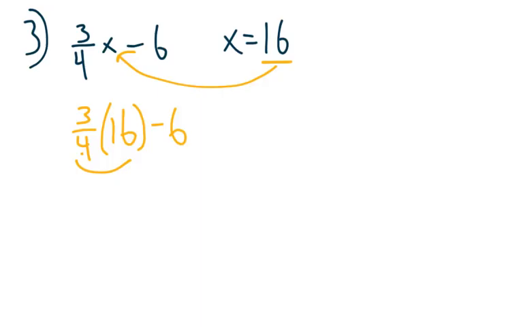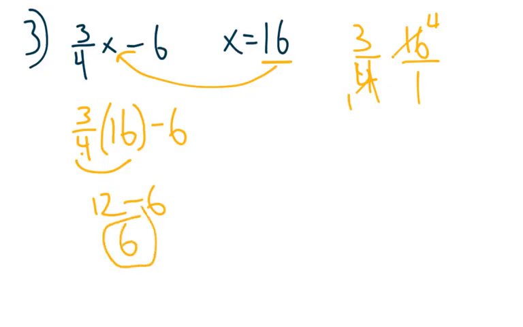And so we're going to do a little aside, 3/4 times, and then I'm going to make this 16 over 1, so I can take care of my fraction multiplication. The 4 and the 16 cancel out to get 1 and 4, and that's going to give me 12 over 1, aka 12. And then I do the subtract 6, and we get 6.